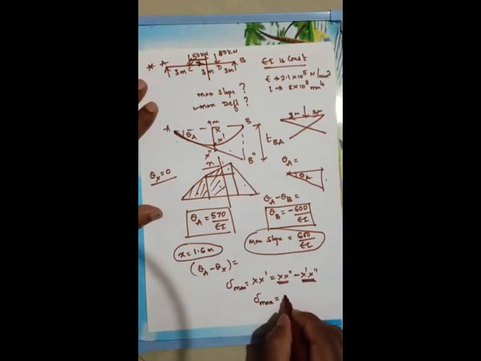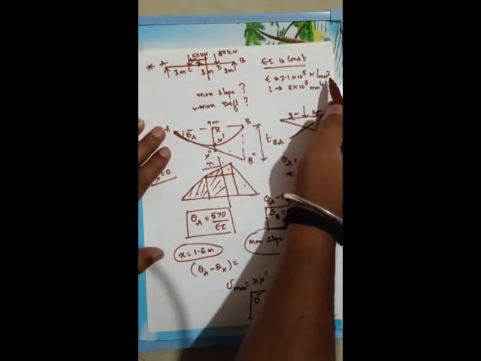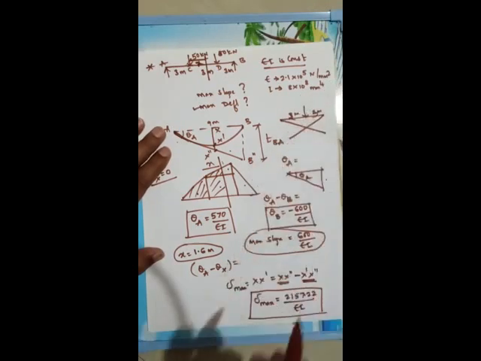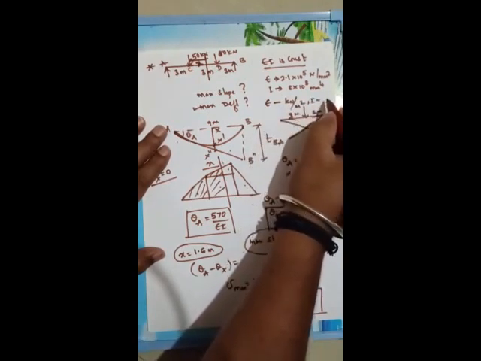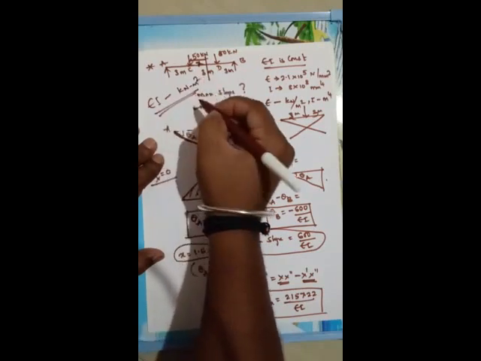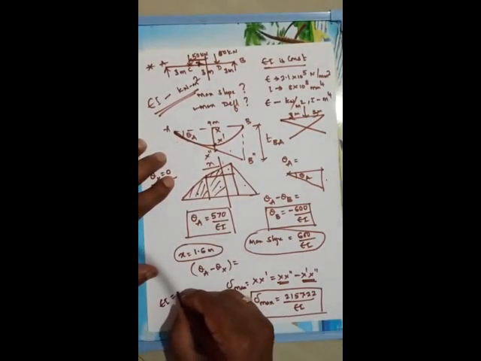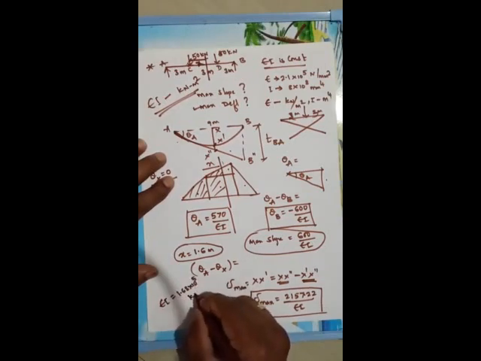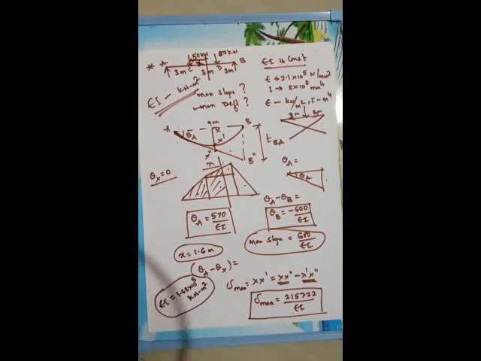The delta max you will be getting is 2157.22 by EI. This is the answer. Here E is given in Newton per mm square, and I is 8 into 10 raised to 8 mm raised to 4. The standard unit of E should be kilonewton per meter square, I should be in meter raised to 4, and EI should be in kilonewton meter square. So convert this into standard units. After conversion you will be getting 1.68 into 10 raised to 5 kilonewton meter square. This is the flexural rigidity after conversion, the product of the elastic constants.